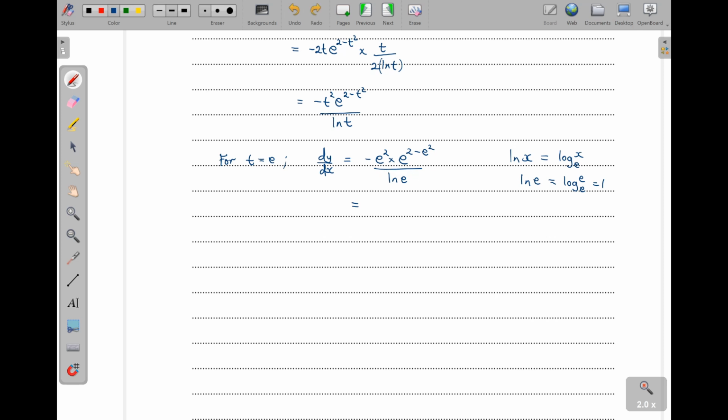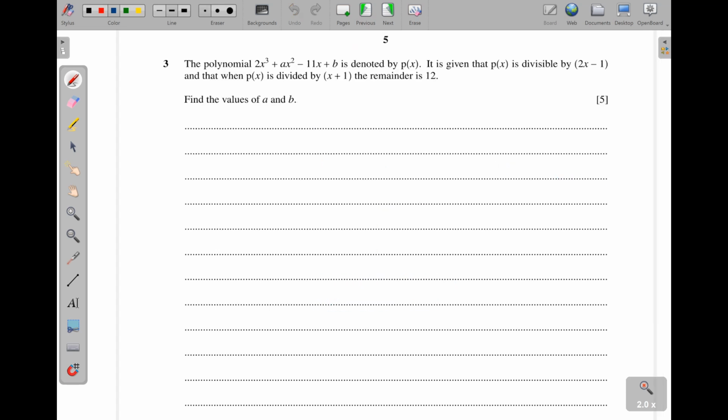Now, using the rules of indices, we are going to add these powers. So 2 plus 2 minus e squared, meaning we shall have negative e to the power of 4 minus e squared. So that is the gradient. Okay, so I can just write gradient is equal to negative e to the power of 4 minus e squared as our final answer.